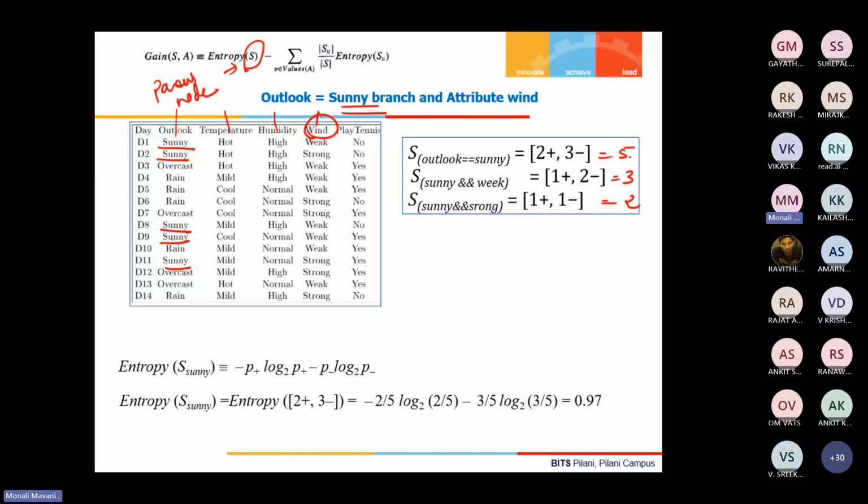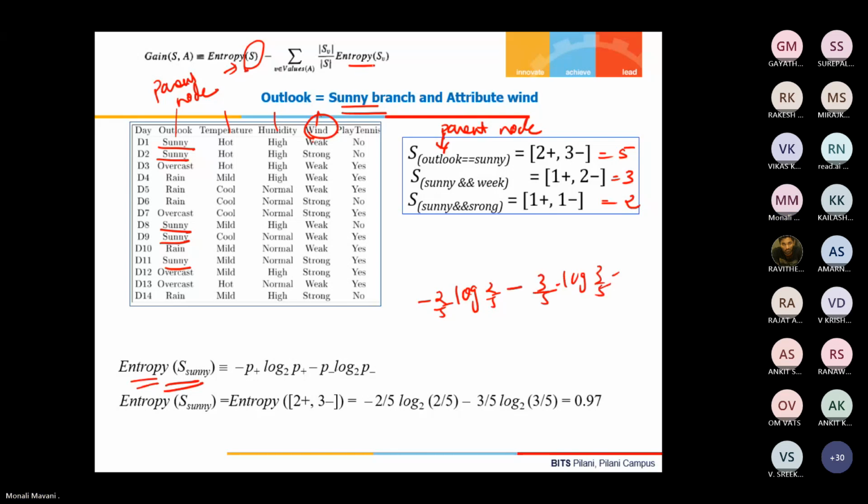Now we have just 5 examples, and this is our parent node, where outlook equals sunny. When we calculate its entropy with the same formula, we get minus 2/5 log 2/5 minus 3/5 log 3/5. That's how we calculated the entropy of the parent branch.